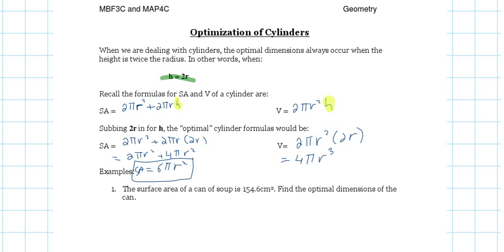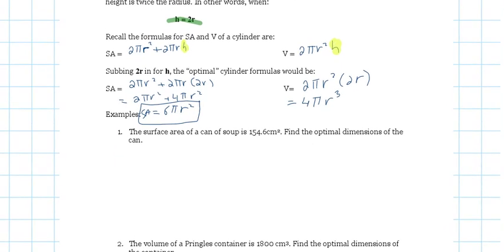So now let's look at some questions. The surface area of a can of soup is 154.6 centimeters squared. Find the optimal dimensions of the can. So what formula do I start with? Because the surface area is given, I have to start with SA equals 6 pi r squared. I'm looking for the optimal, so this is how I know I have to use this specific formula. So what do I do now?